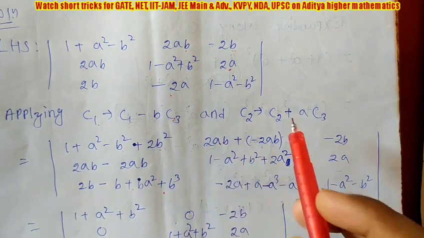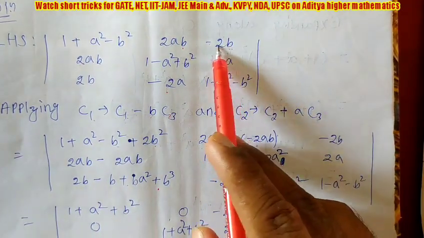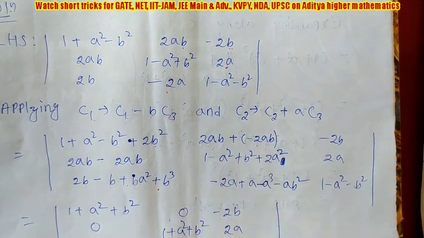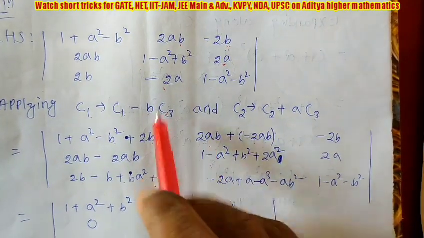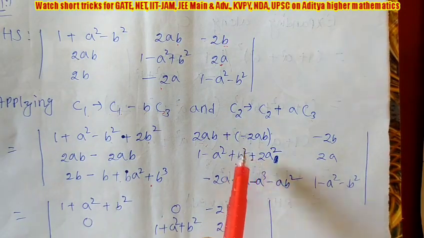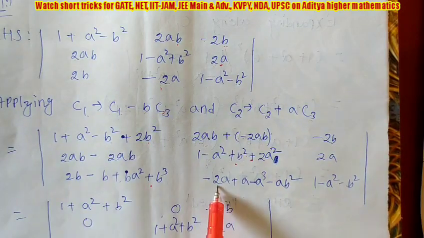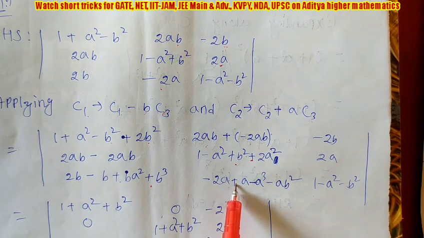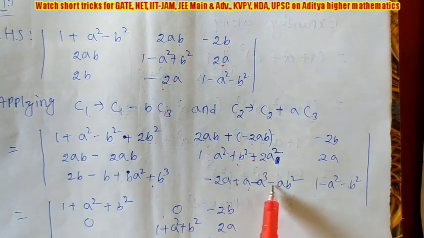Now see C2. C2 also we are doing C2 plus a C3. So 2ab plus a multiplied with C3, so minus 2ab. And here we are getting, again what is that? C2: 1 minus a square plus b square plus a multiplied with C3, so 2a square. And the final one is minus 2a plus a C3. Multiply C3 by a. So we are getting a minus aq minus ab square.